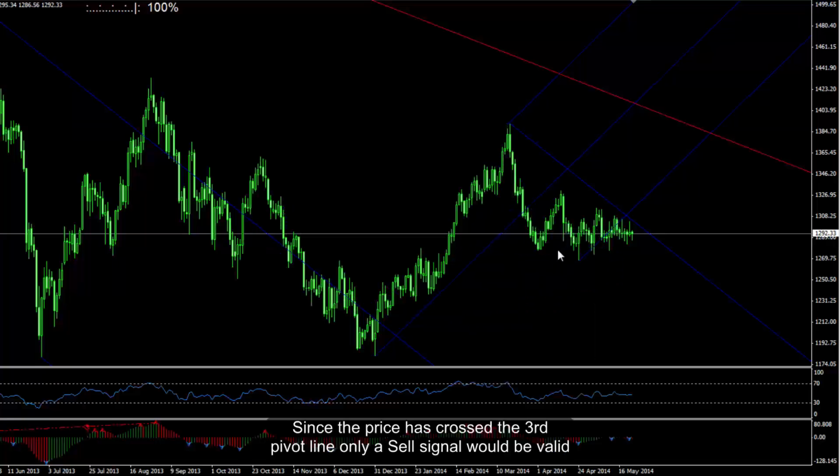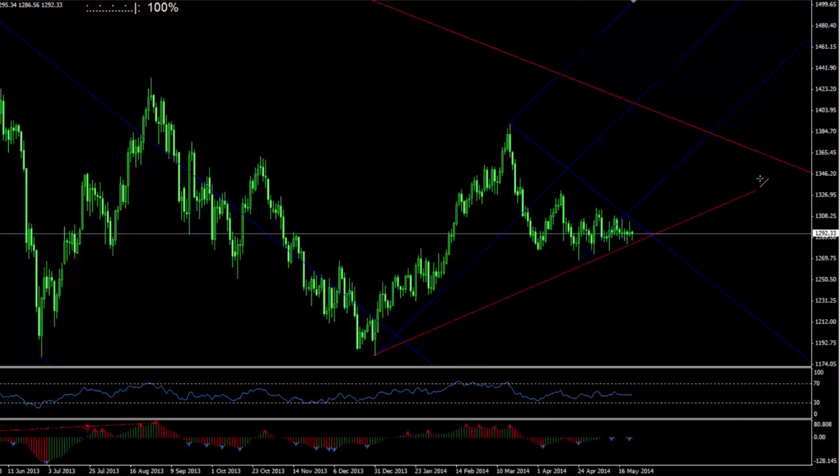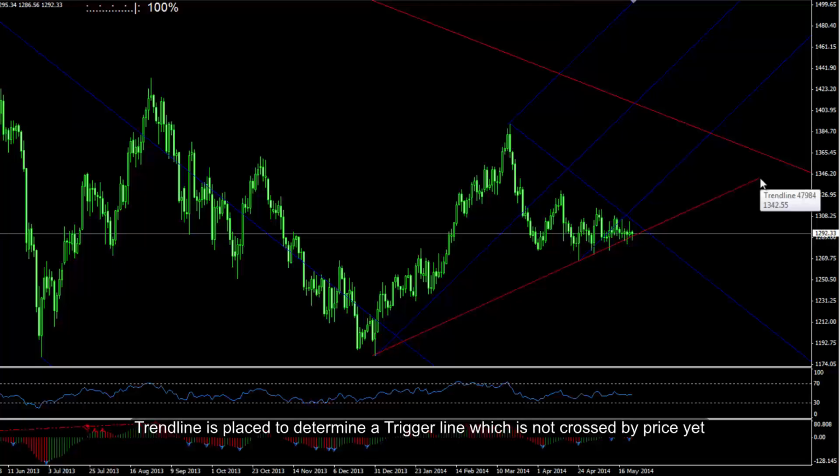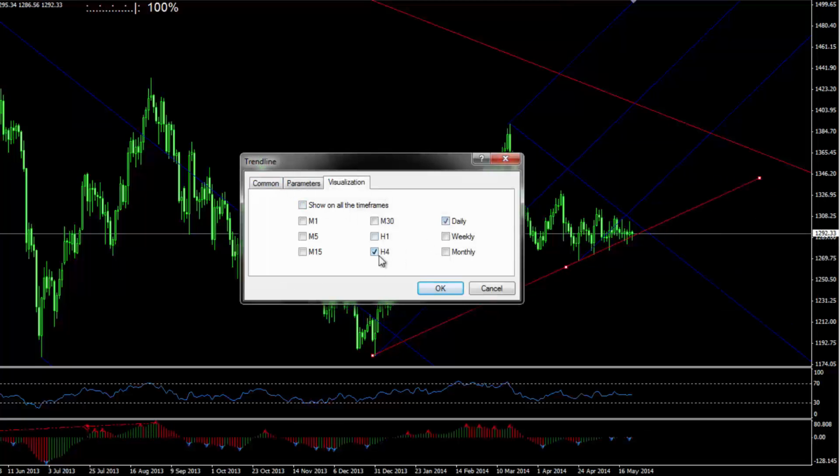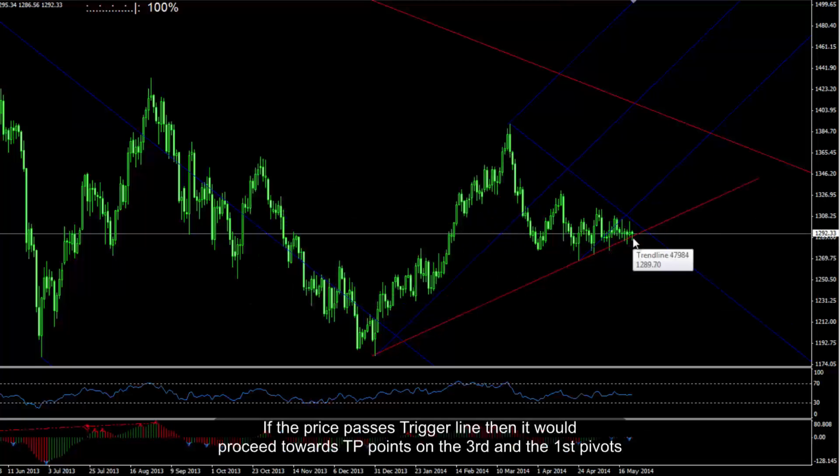Since the price has crossed the third pivot line, only a sell signal would be valid. A trend line is placed to determine a trigger line which is not crossed by price yet. If the price passes the trigger line, then it would proceed towards TP points on the third and first pivots.